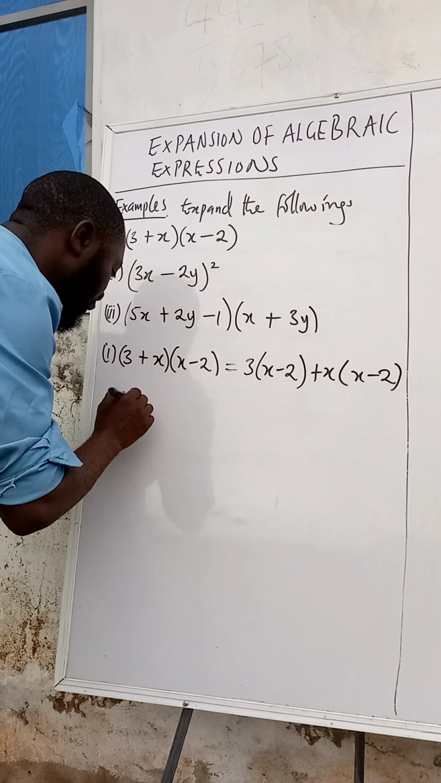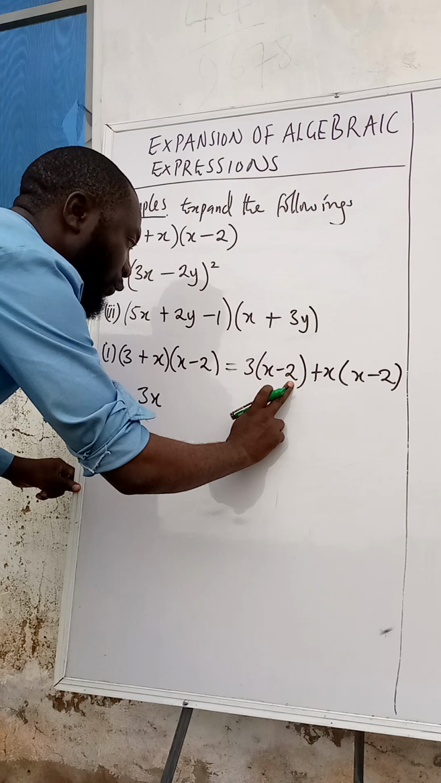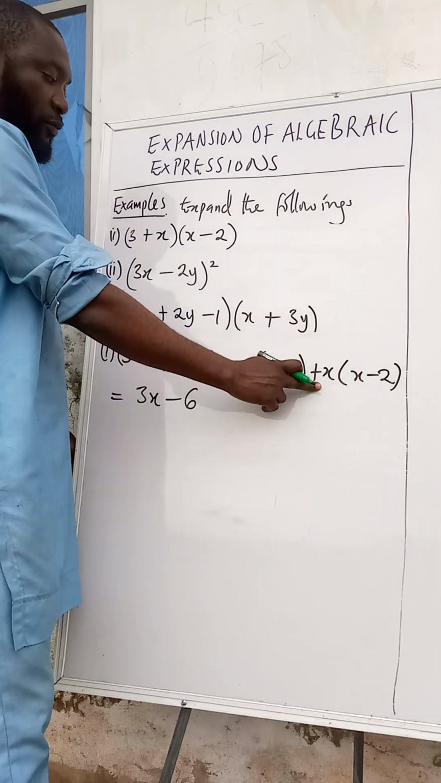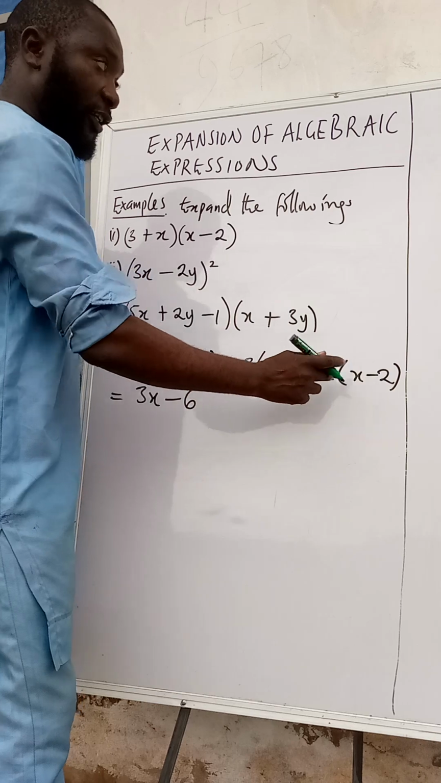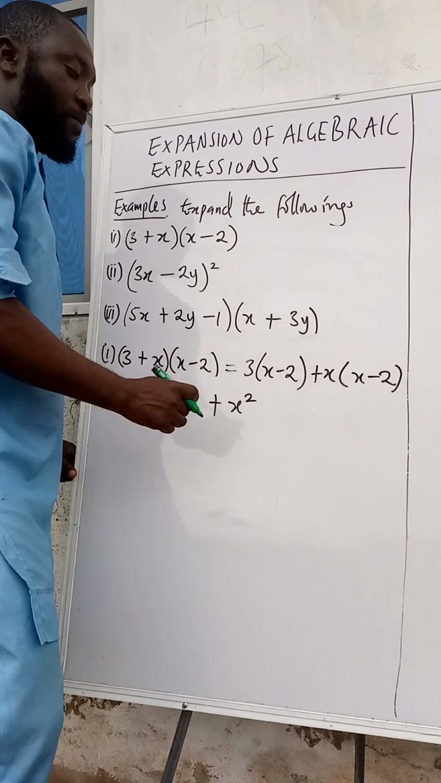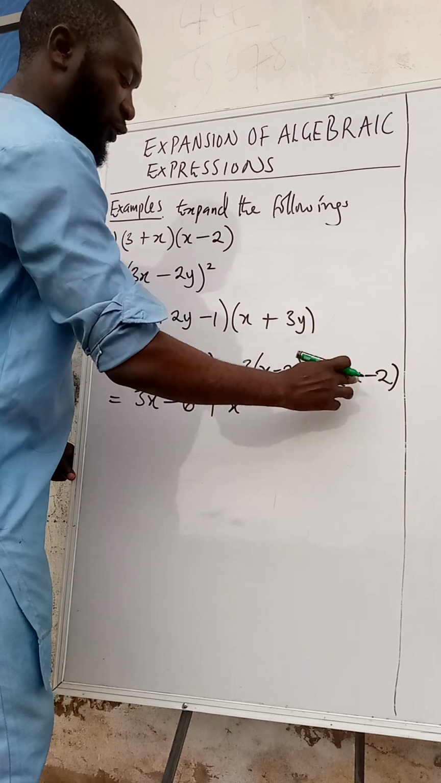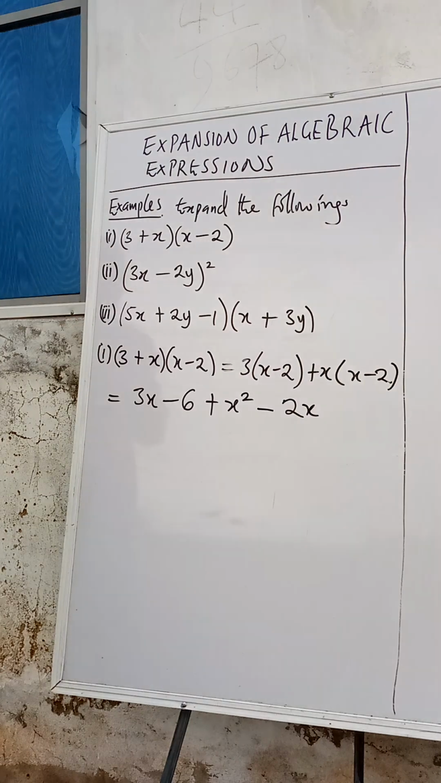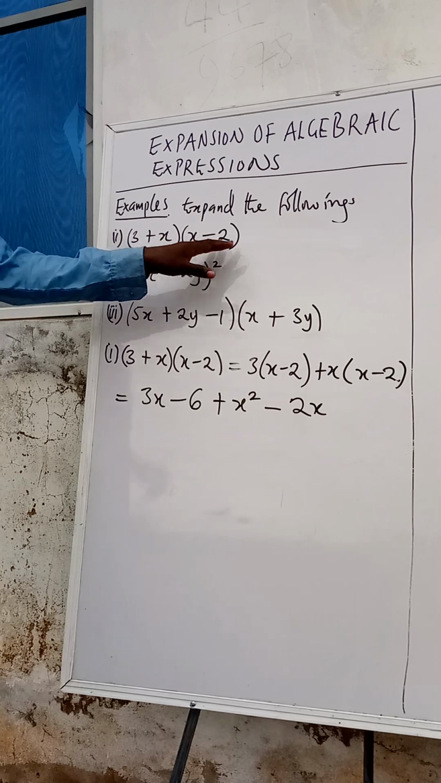So now let's expand this. 3 multiplied by x, that is 3x. 3 multiplied by negative 2, that is minus 6. Here again, we do the same. Plus x multiplied by x. We said x times x is x squared. So that is plus x squared. Plus x multiplied by minus 2. Plus times minus is minus. So minus x times 2, that is 2x. Now we have this. This is the expansion of 3 plus x multiplied by x minus 2.